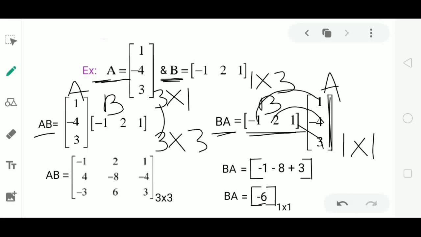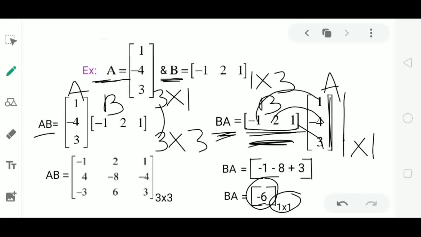Next, to find the second element, we have to multiply first row of B with the second column. But here, matrix A has only one column. So, we cannot find the element lying in first row, second column of BA. And suppose if I have to find the element of second row of BA, we have to consider second row of B. But here, matrix B has only one row. We cannot find any other elements here. Then, the matrix BA has only one element, that is minus 6. And BA is of order 1 by 1.